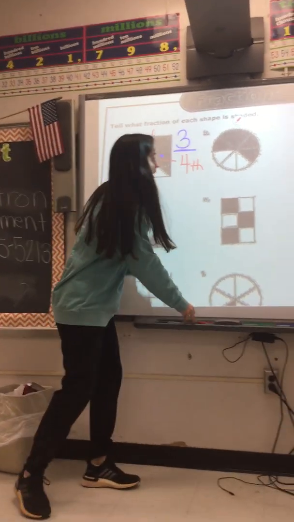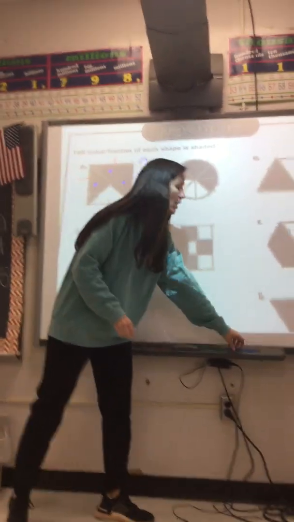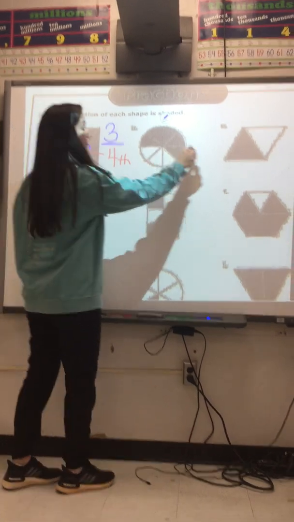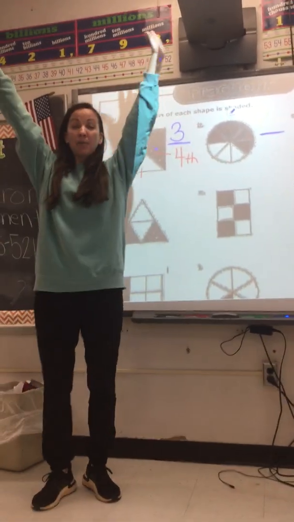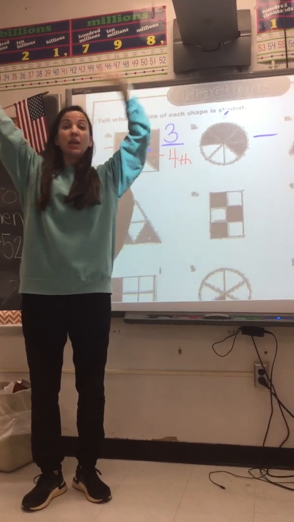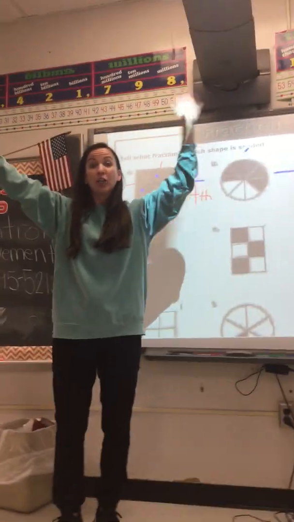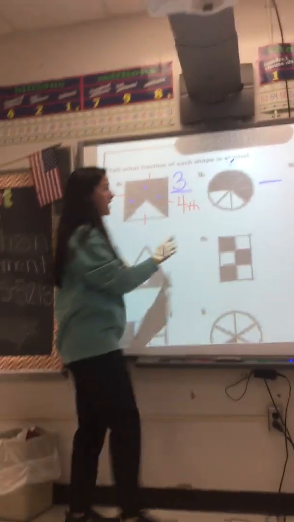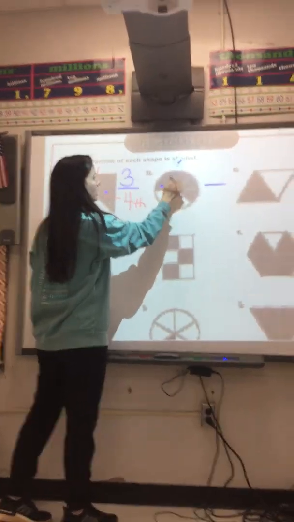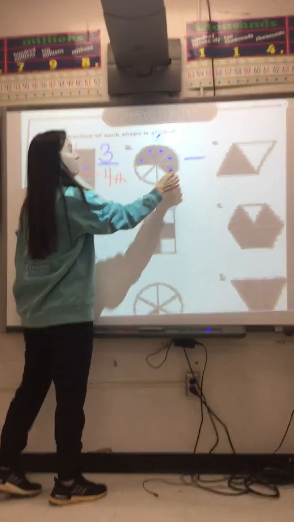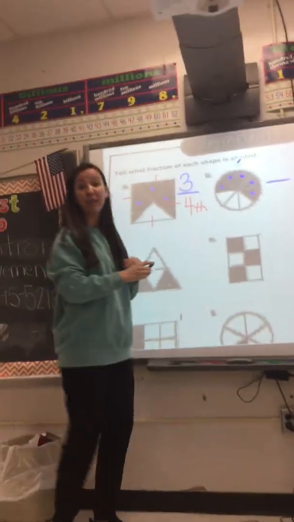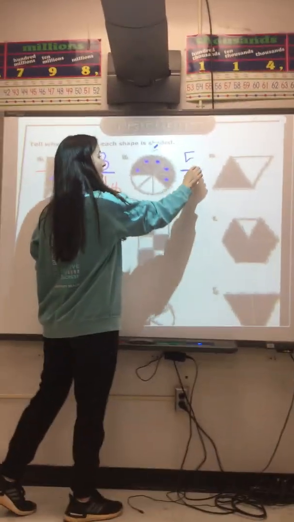3/4. Very good. All right, let's go to the next one. We know it's going to be a fraction, so we're going to go ahead and draw our line. Let's find the top number first. Top number means shade. How many are shaded? All right, let's go ahead and count them. 1, 2, 3, 4, 5. There are 5 pieces that are shaded in. So let's write that on top.